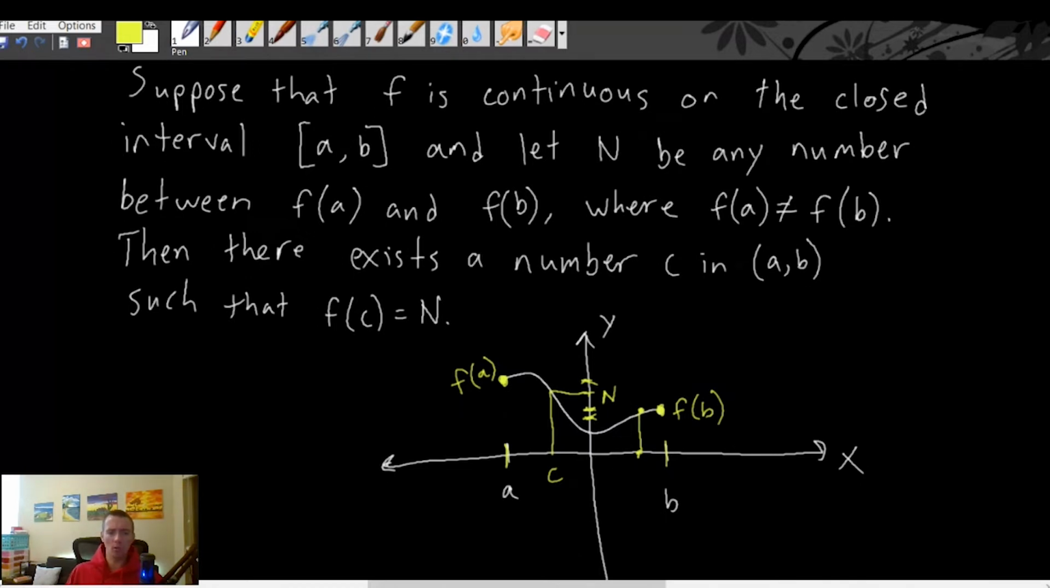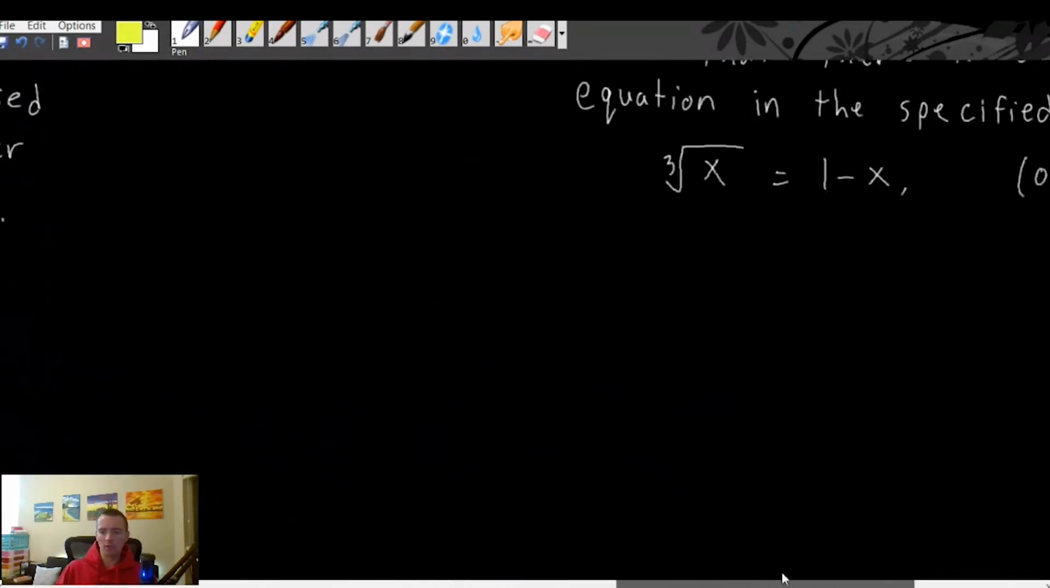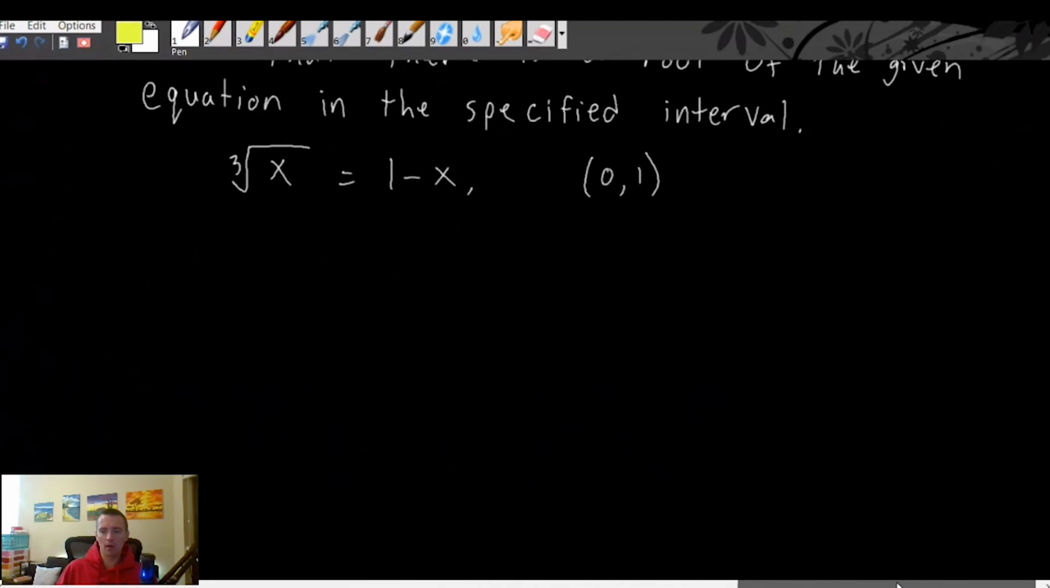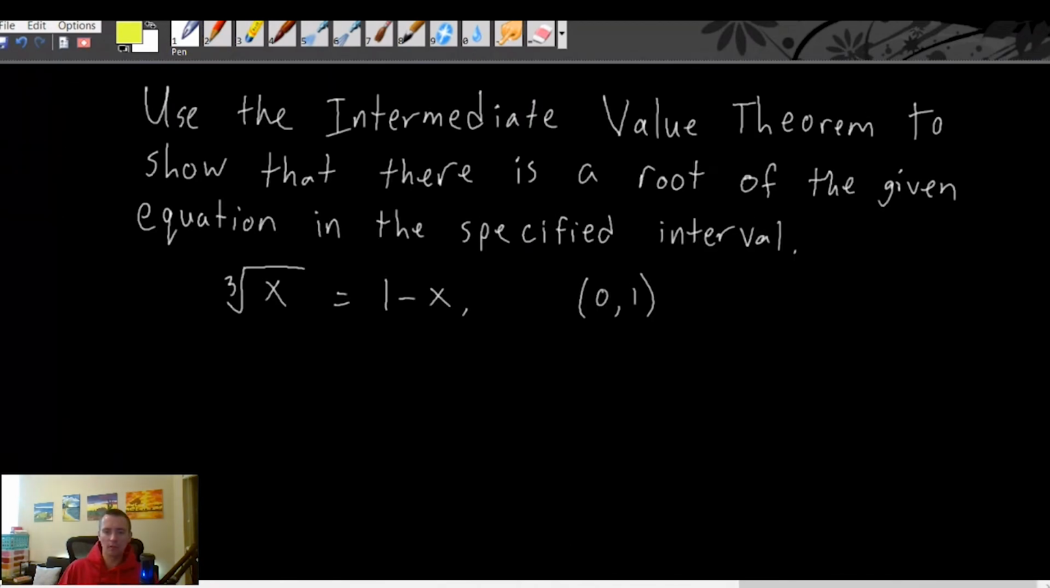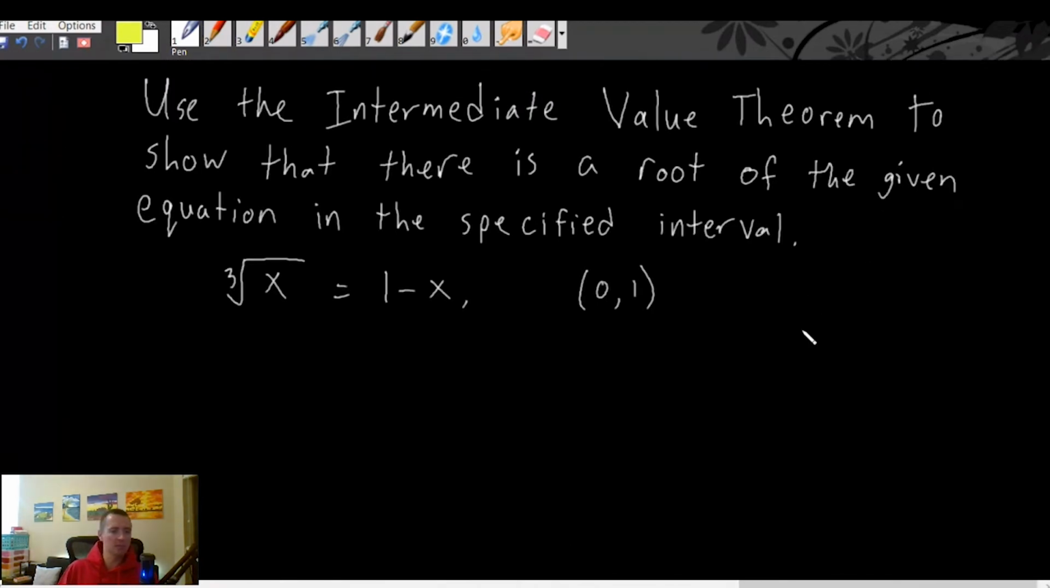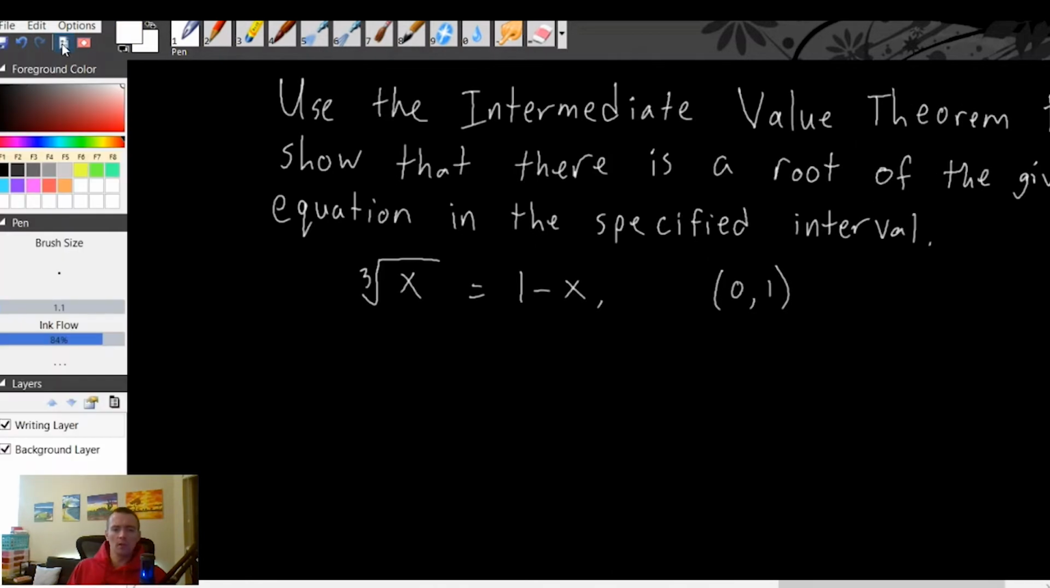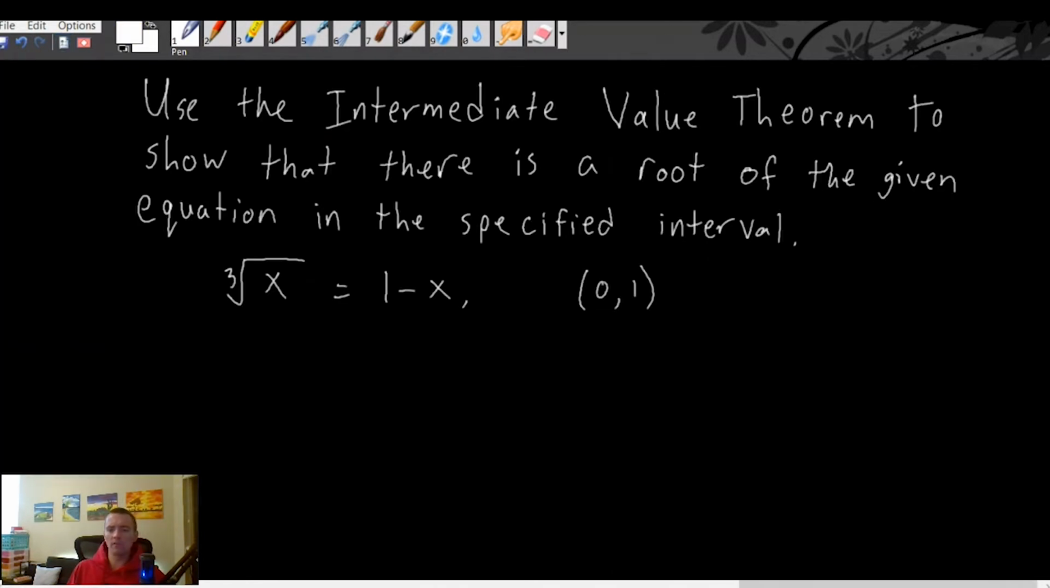So why is this important? Well, this has some valuable information that we can gather about a function that we know is continuous on some closed interval. So for example, I have an example problem here that kind of shows you how this is helpful or what you can do with it.